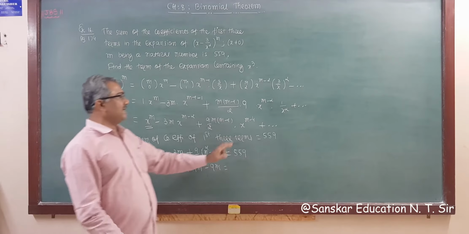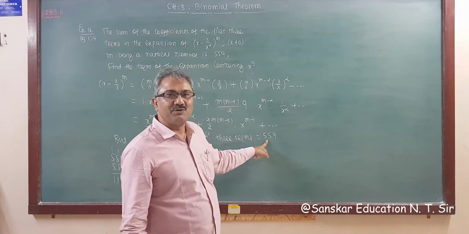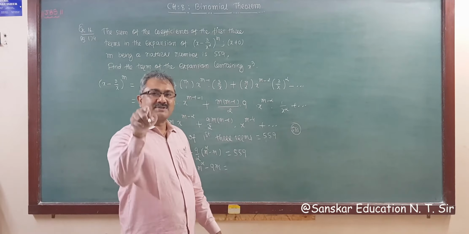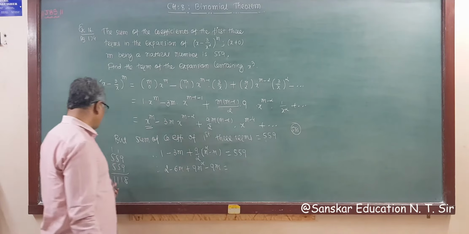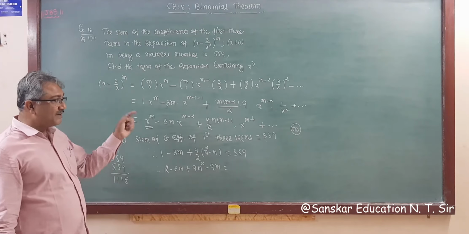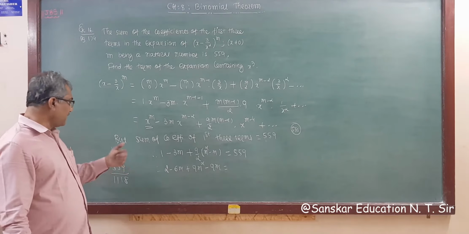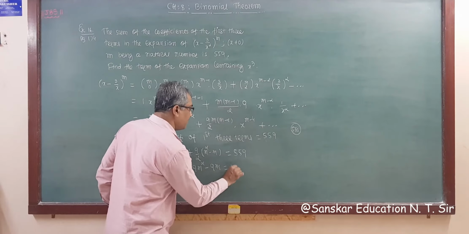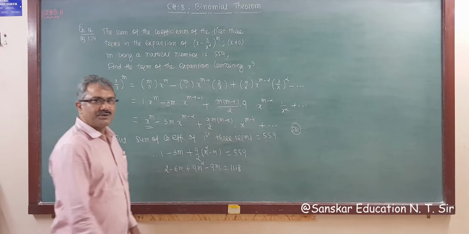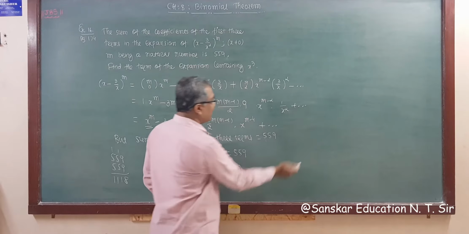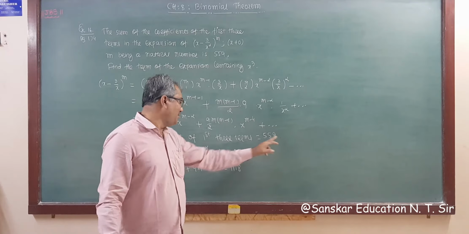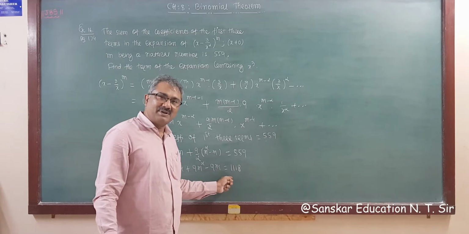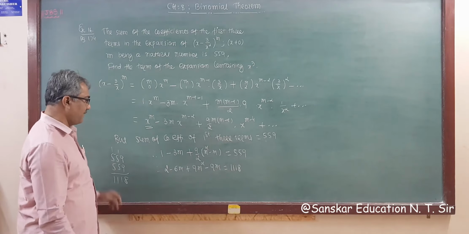Or otherwise, consider this as 560. Then double of 56 is 112, so 1120, but we considered one more, so subtract 2, giving 1118. Got it? So there are lots of methods. Otherwise, multiply by 2 directly: 9 into 2 is 18, 5 into 2 is 10, plus 1 is 11. You can do anything.